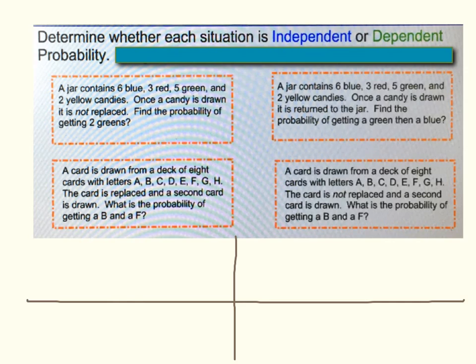So let's look at some examples now. Let's do this one right here first. A jar contains 6 blue, 3 red, 5 green, and 2 yellow candies. Once a candy is drawn, it is returned to the jar. Now, the fact that it is returned to the jar should indicate to you that you have an independent event.